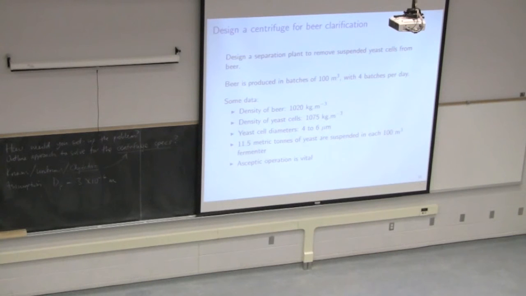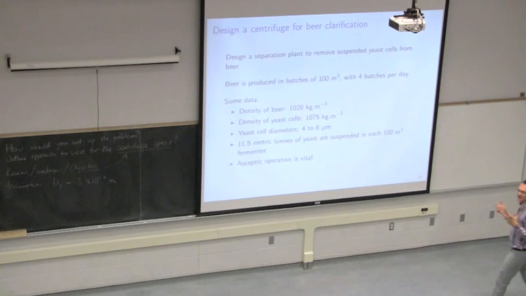So the entire centrifuge should be able to hold, or process, 100 meters cubed. Is that something that you should consider? Sounds reasonable? Yes. 100 meters cubed, that's a huge amount. So we're going to be spinning this large quantity of liquid around.